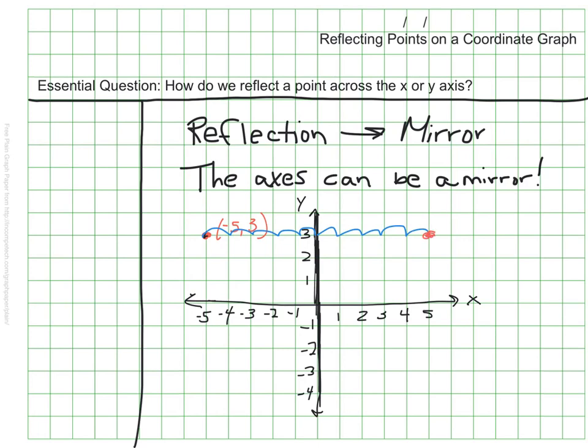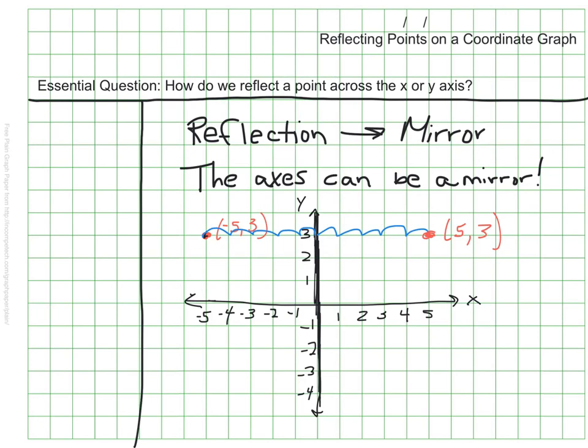Notice that the height of the point, the y value, did not change. I went from -5, 3 to +5, 3, and these points are now on the opposite side of the y-axis because it has been reflected across the y-axis.